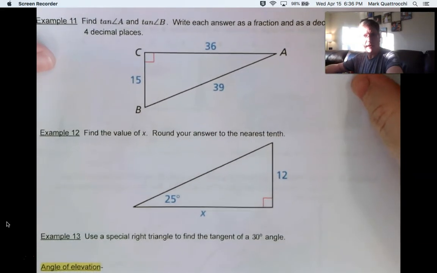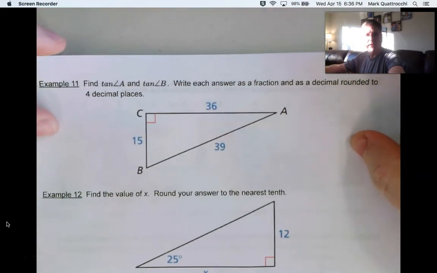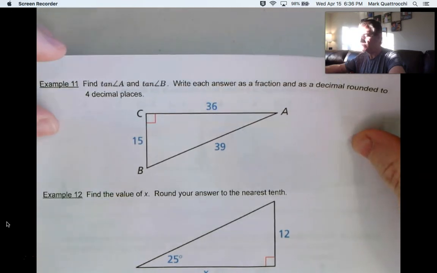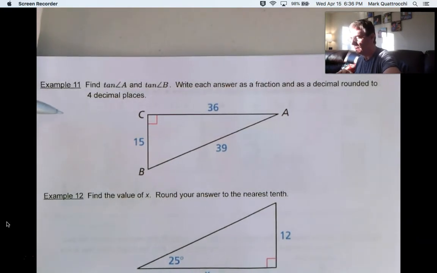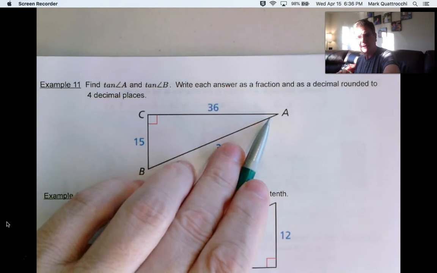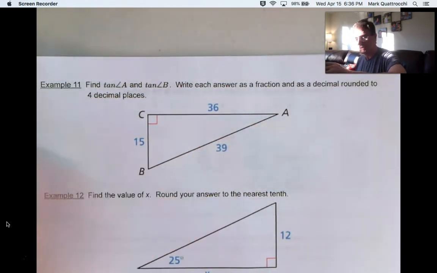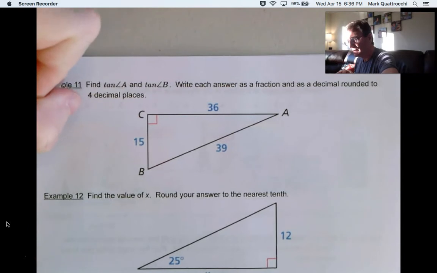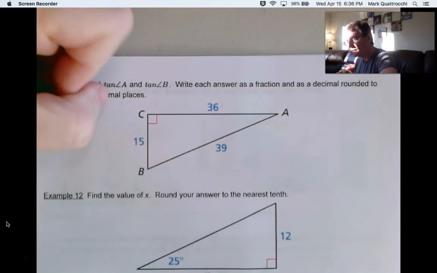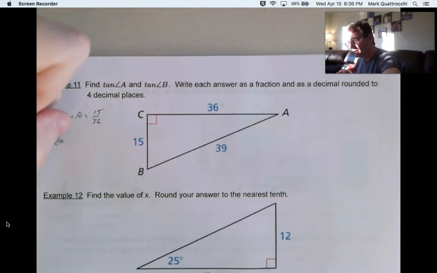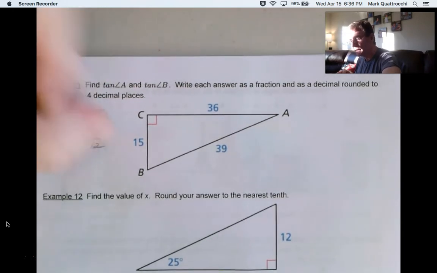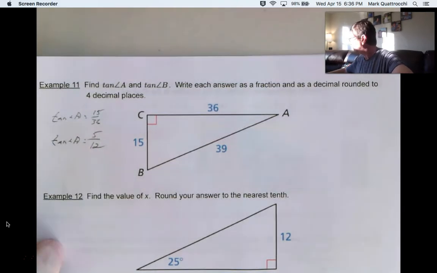Example 11. Find the tangent of angle A and the tangent of angle B. We're going to write as a fraction and as a decimal rounded to 4 decimal places. Okay, so tangent of angle A, so I'm here, tangent, opposite over adjacent, tan angle A equals 15 over 36. These both reduce by 3. Tangent angle A equals 5 over 12.